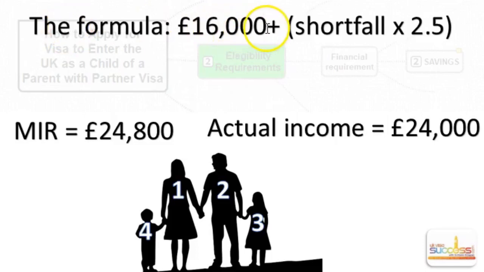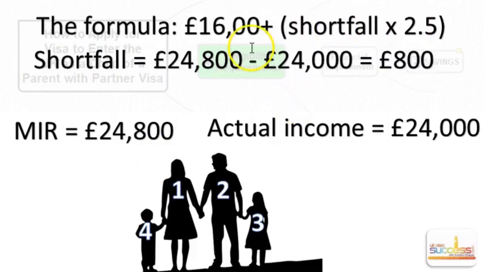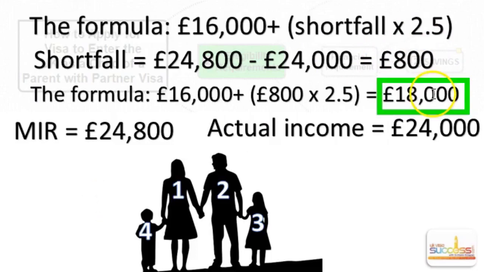following. It's £16,000 plus the shortfall multiplied by 2.5. The shortfall in this particular example will be the following. We need to take the minimum income requirement for this family, £24,800, and then deduct £24,000, and this is the amount of the shortfall. So it will be only £800 for this particular family. What we do next, we take the amount of the shortfall, which is £800, multiply it by 2.5, and then add £16,000.